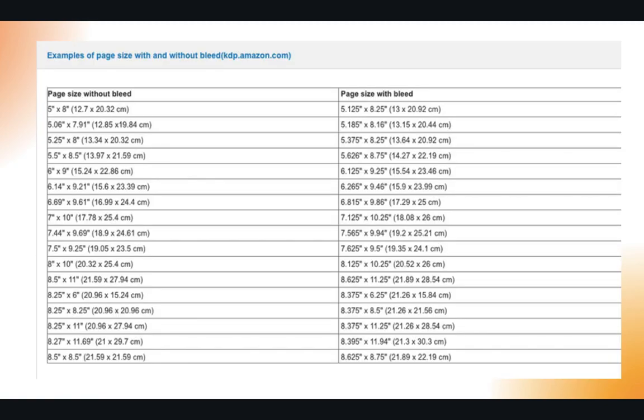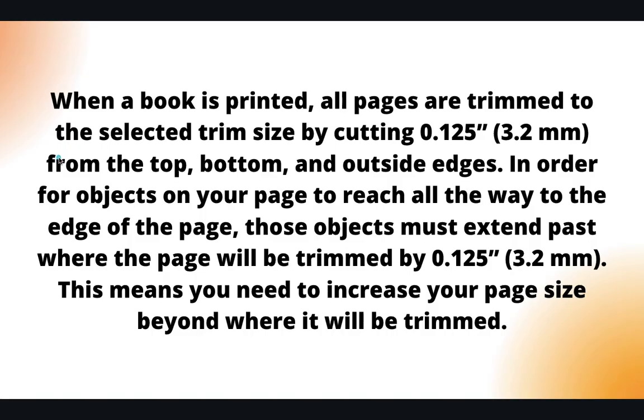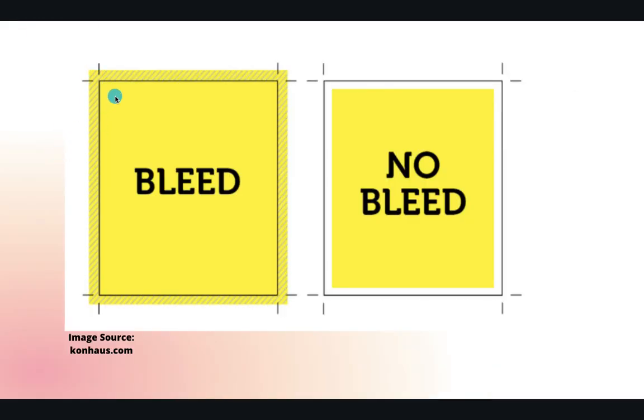So these are the examples of page size with and without bleed. It works for me for all the marketplaces, so yes, it can work smoothly. So let's suppose that your page size is 5 by 8 and it is without bleed. Now if you are choosing with bleed, it means the content goes to the edges, so your page size should be increased. And how much should it be increased?